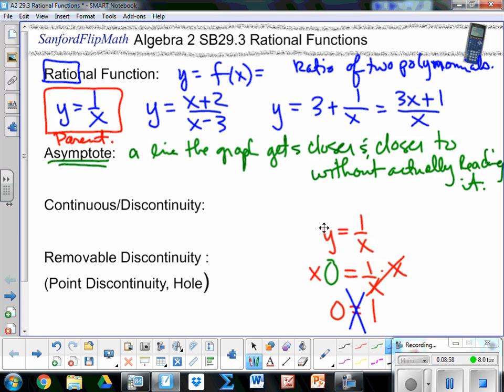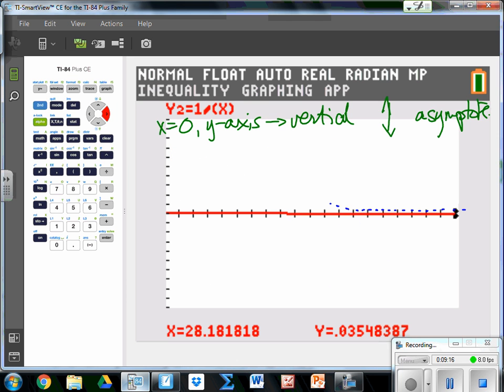So if I tried to put 0 in here, I know that doesn't work. 1 divided by 0 is undefined. If I put 1 in here for x, 1 divided by 1 is 1. That's not 0. So it appears to me y never equals 0. Okay, so for this specific graph, for this specific function, not only is x equals 0, the y-axis, a vertical asymptote, but y equals 0, also known as the x-axis, is a horizontal asymptote.